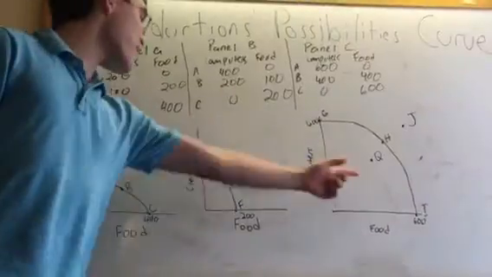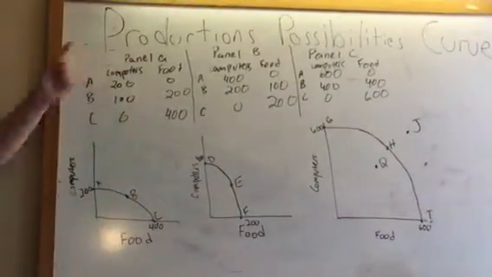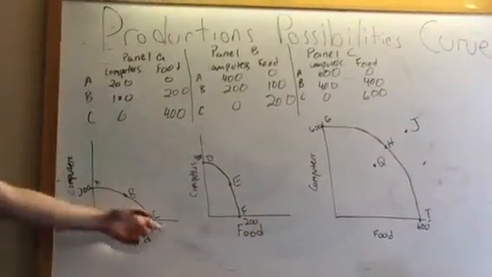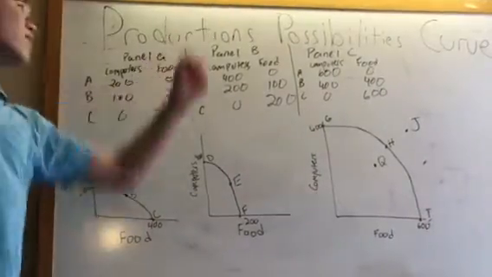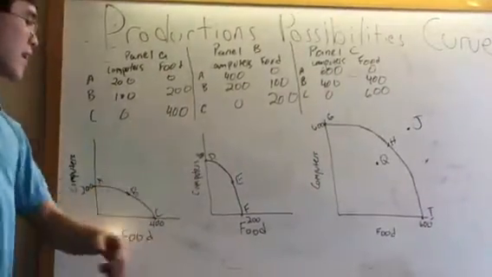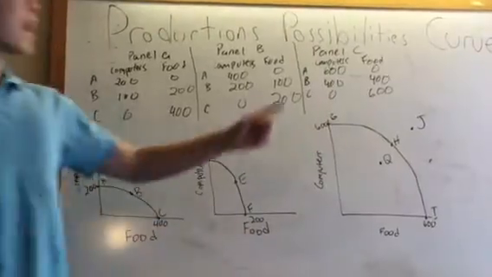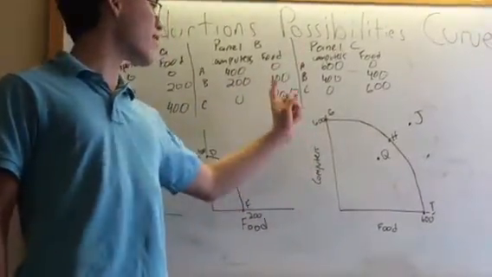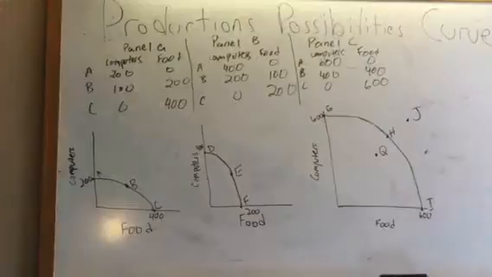Alright, these are 3 PPCs. In panel A, we have an economy where they can produce more food than computers. In panel B, we have an economy that can produce more computers than food. And in panel C, we have an economy that can produce food and computers equally.